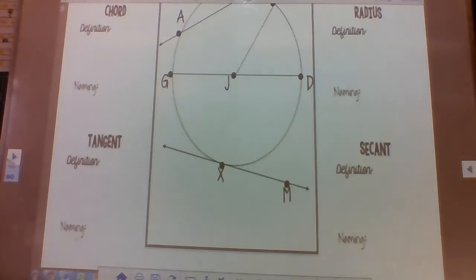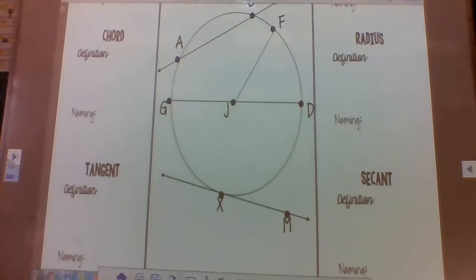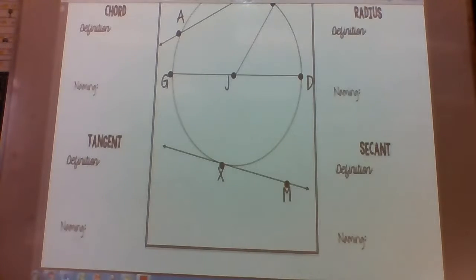So let me see if I can scroll. Can't really get this all in one. Okay, we'll define them first, and then we will go ahead and draw them.